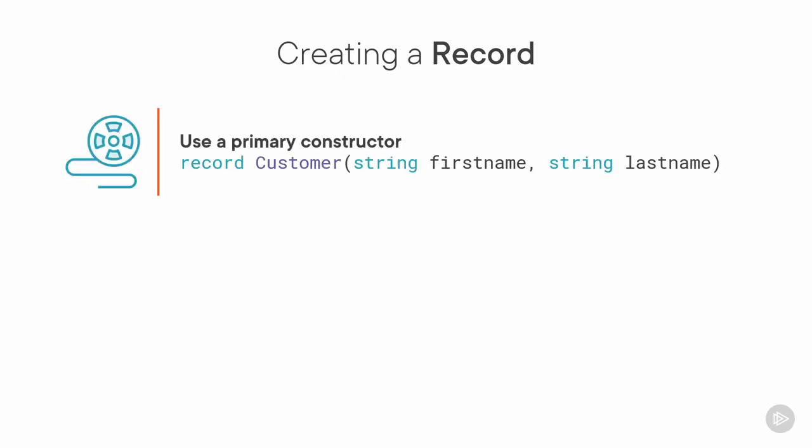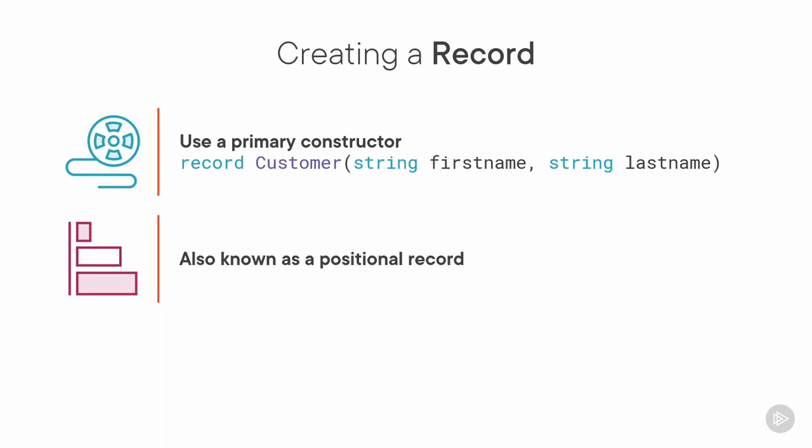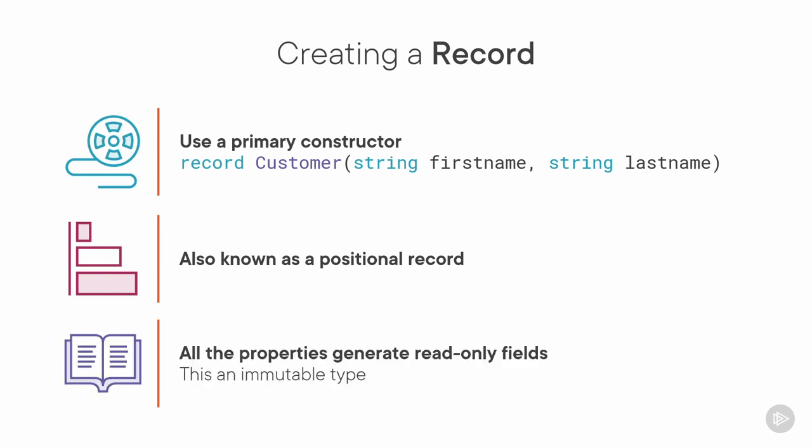Declaring a record is normally done with a primary constructor. This creates a positional record. The properties defined in this positional syntax creates backing fields that are read-only. This produces an immutable class.